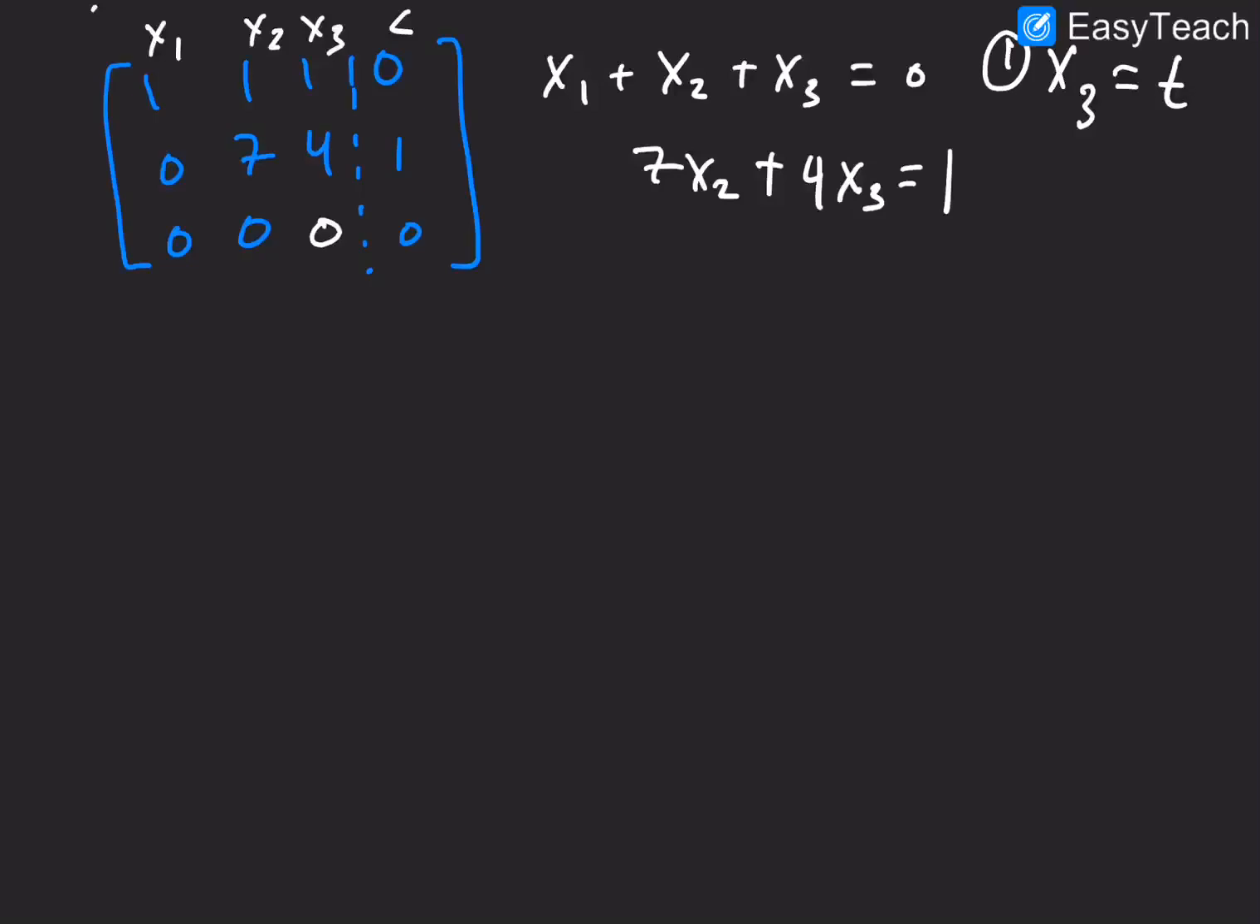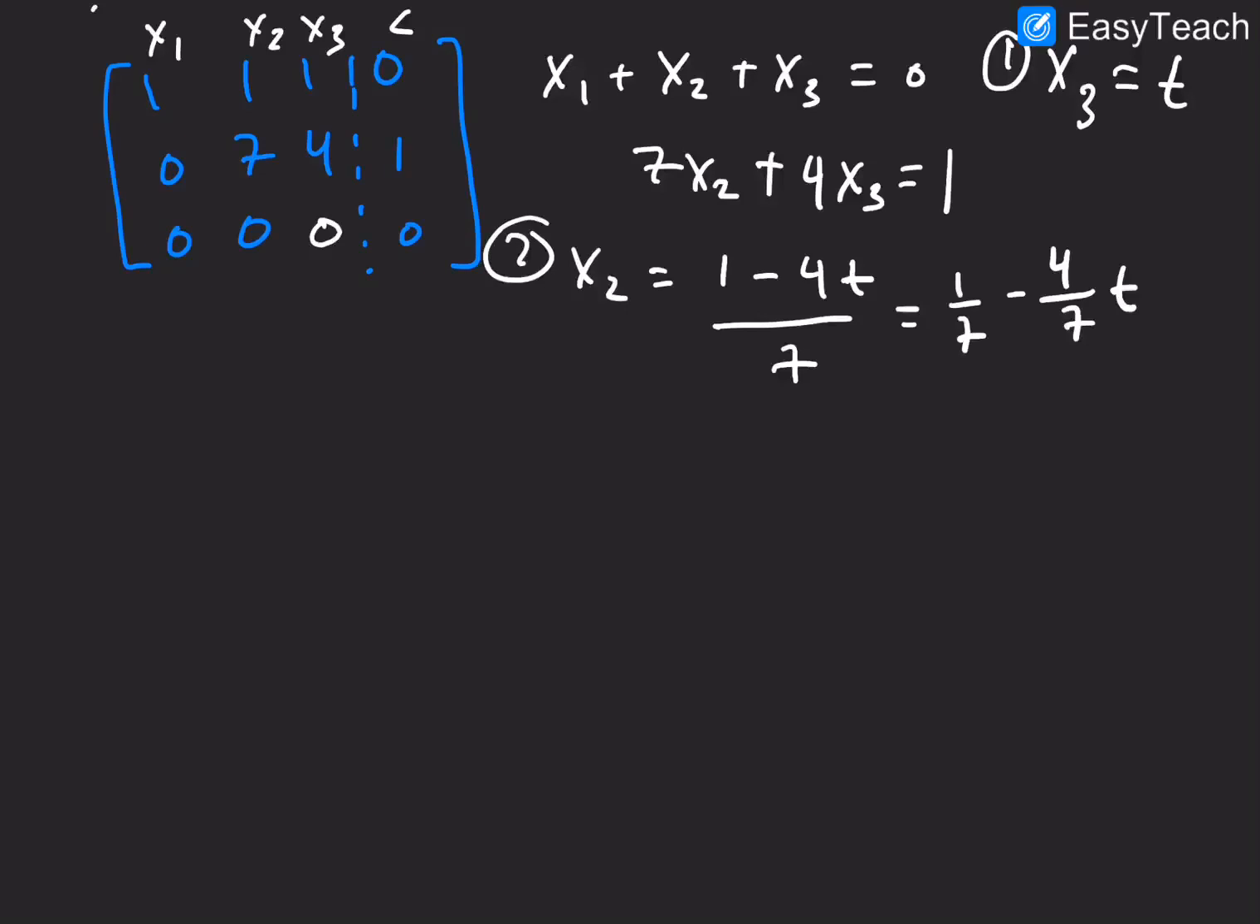So let's go ahead and solve for x2. So here's our one equation, one solution already: x3 is equal to t. So x2, if we make the substitution here, x2 will equal 1 minus 4t over 7. All I did was substitute that t in for x3. Or I can say 1 over 7 minus 4 over 7t. Okay? So there's my x2 solution. Now let's solve for x1, which will end up being negative 1 over 7 plus 3 over 7t. So those were all my solutions.